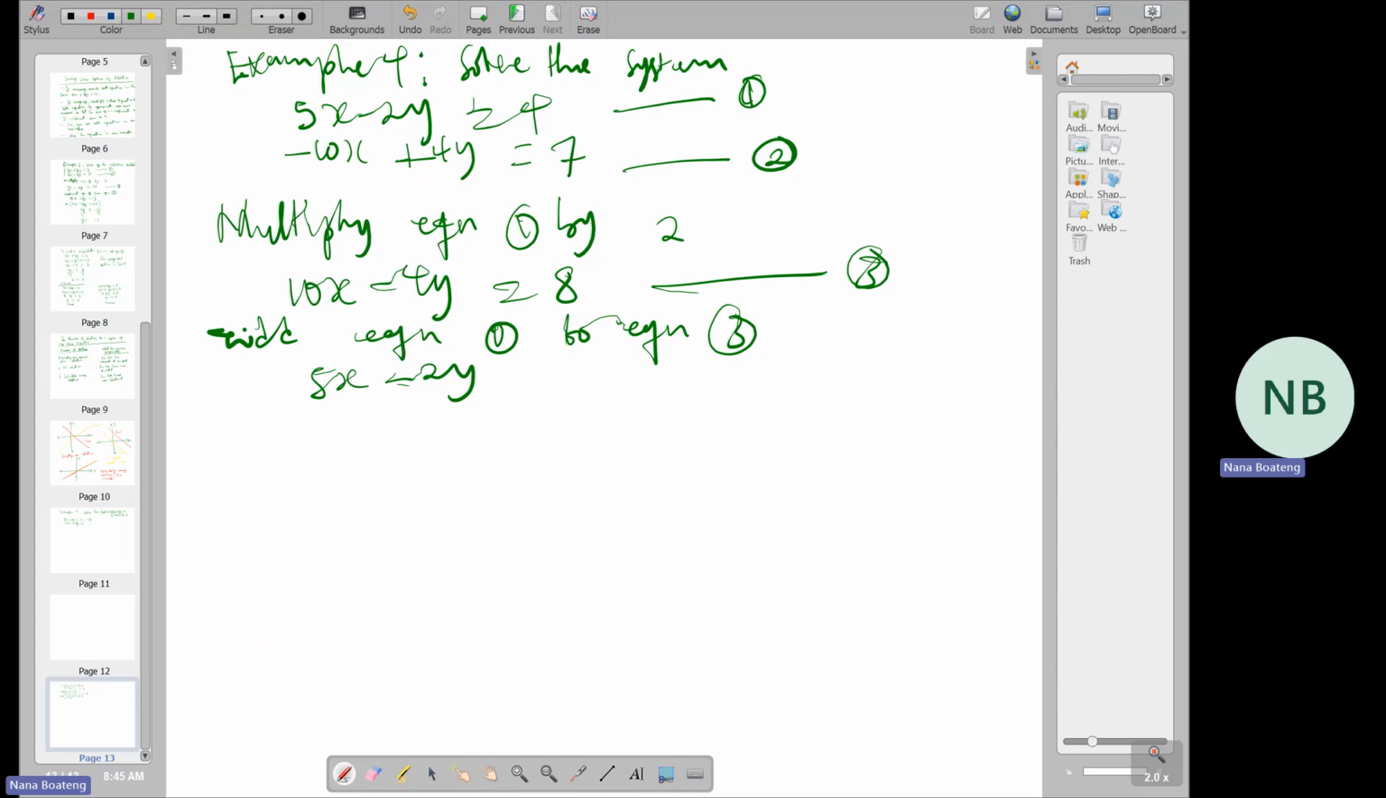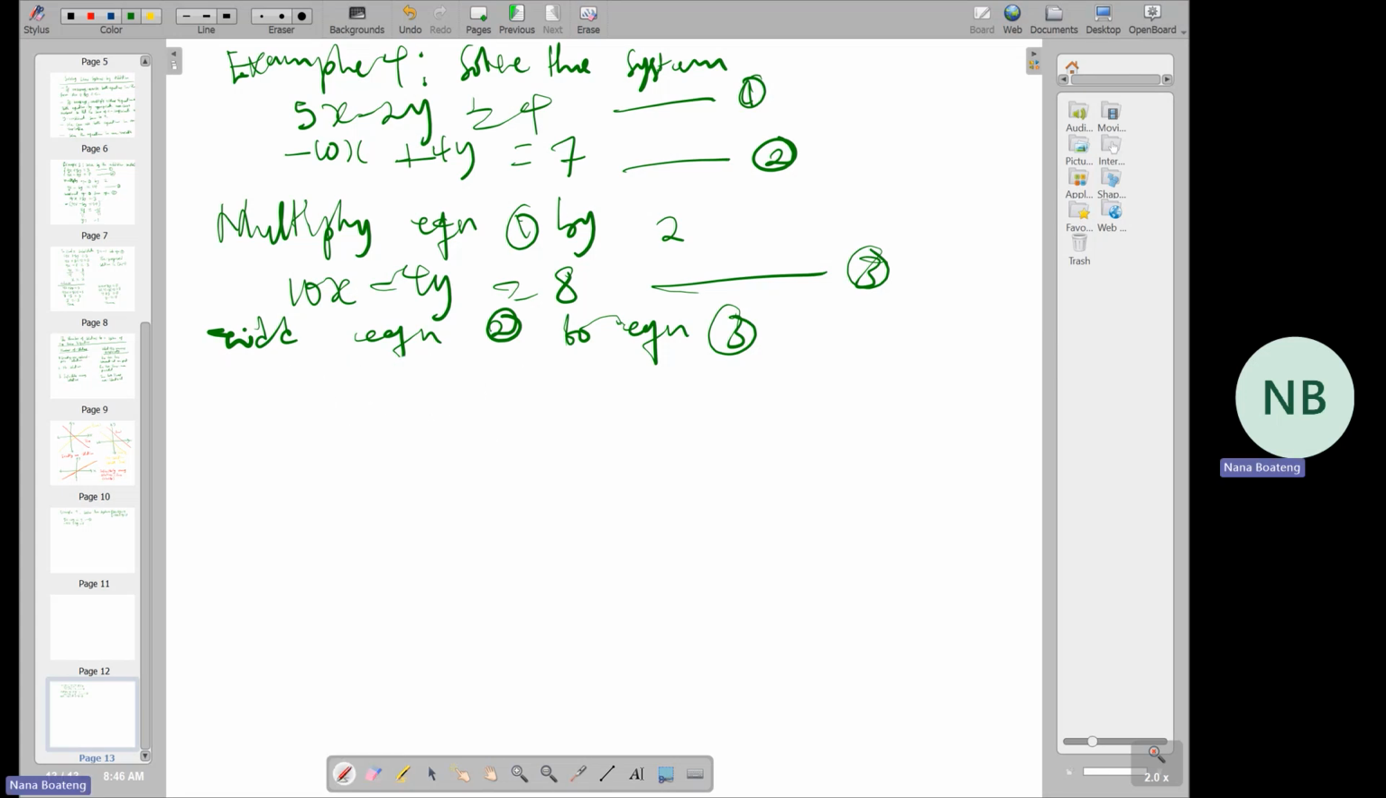No, I'm going to add equation 2 to equation 3, rather. This is a mistake here. I'm going to add equation 2 to equation 3 because equation 3 is just equation 1 multiplied by 2. So let me write down equation 2 first.